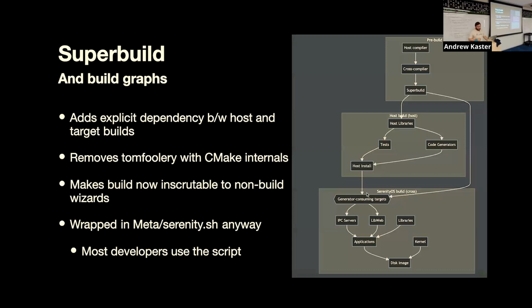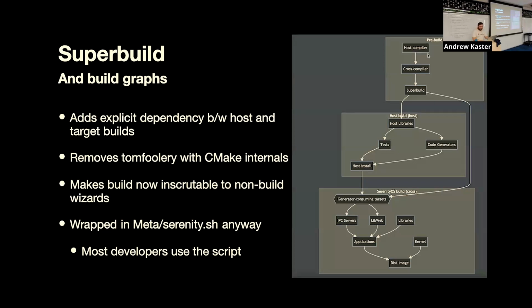We get rid of our nonsense with the CMake internals. So now our build is completely incomprehensible to anyone that doesn't really like to learn about CMake. But this kind of doesn't matter because even in our documentation, we say, well, just run serenity.sh run and you'll be fine, which most people just use the build.sh script. But when you start needing to dig in there and tweak some CMake variables, we have documentation that I wrote, but it's a little bit hard to understand.